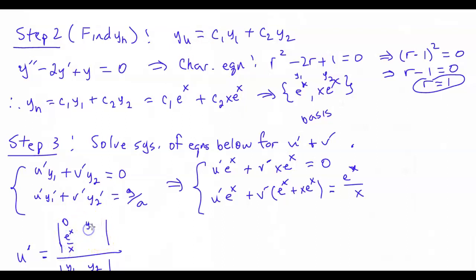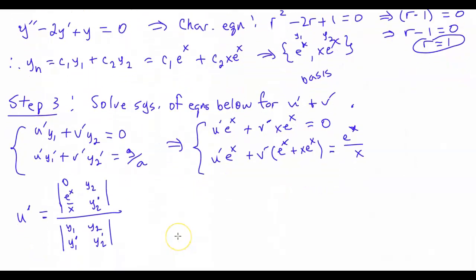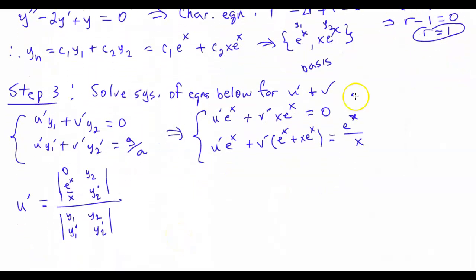And of course here, this will be the y2 prime. And I'll fill all that other stuff in later. So now we have our system of equations here. I'm just going to solve this. This is 0, e to the x divided by x. Our y2, that was x e raised to the x.